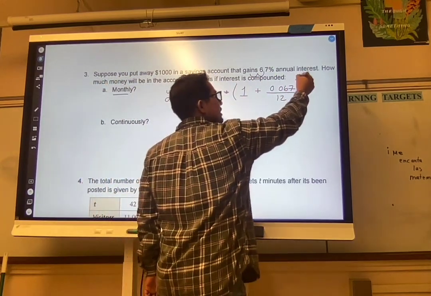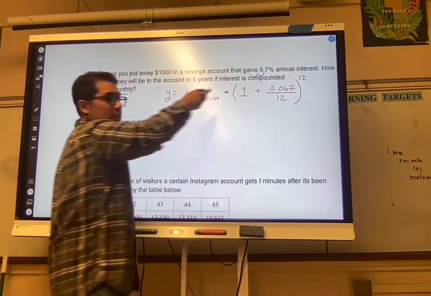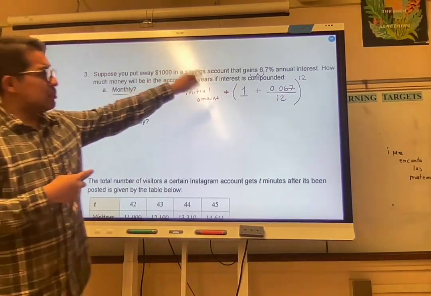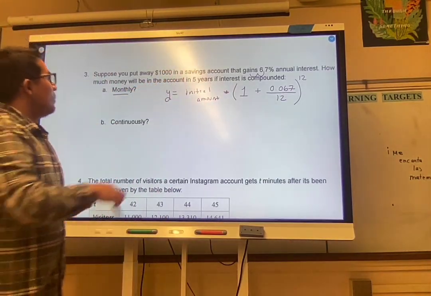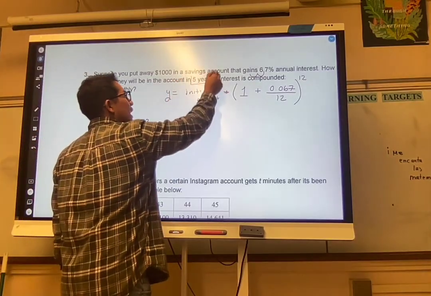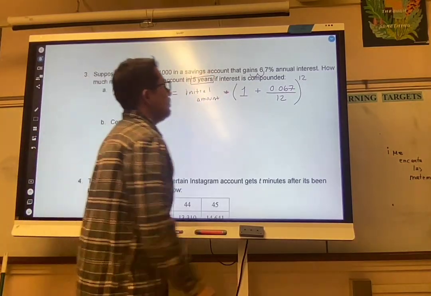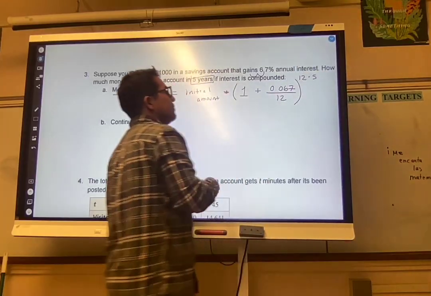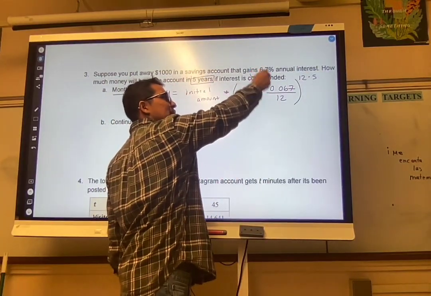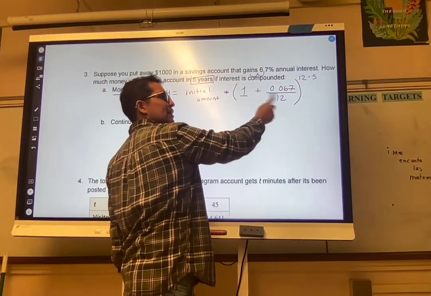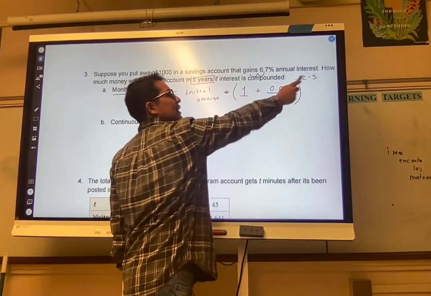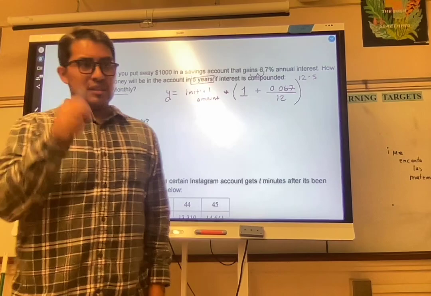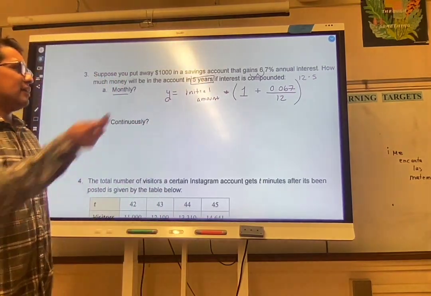Because there's 12 months in a year, I would put the exponent 12 up there to represent getting 12 monthly payouts of my 6.7%. But in the context of this problem, we want to know what happens if that occurs for 5 years, right? So again, I would multiply here by 5. I'm getting that 6.7% paid out monthly, that's why I'm dividing it by 12, but I'm getting it a total of 60 times. Why? Because 5 years, 12 months a year is 60.